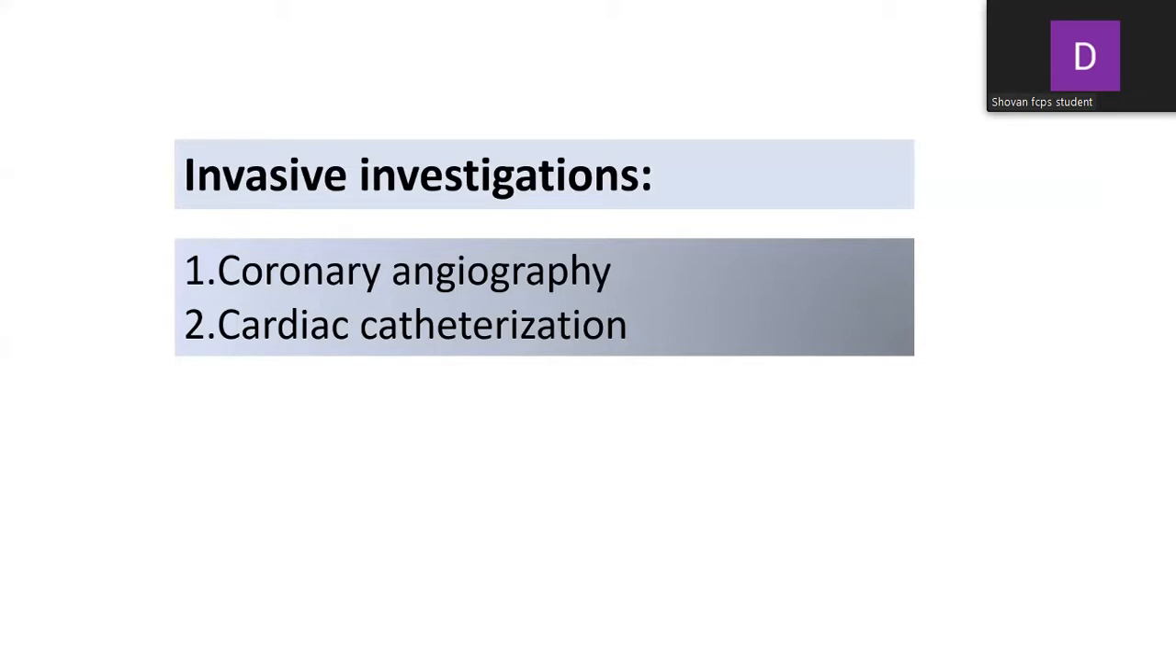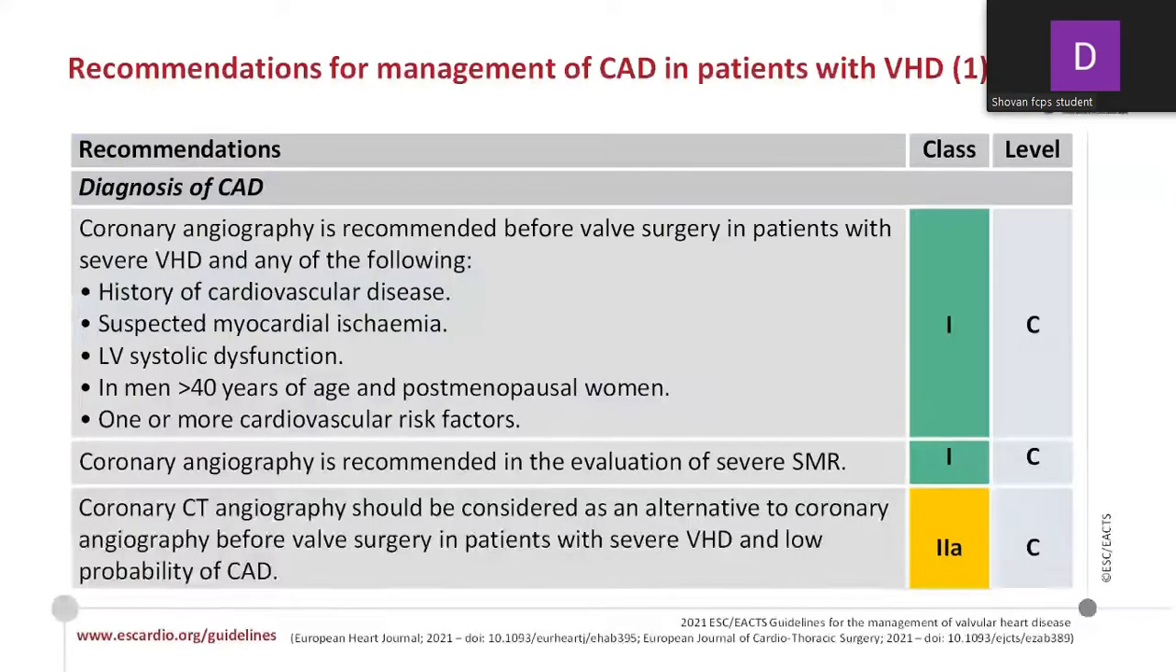Now I will state some recommendations on when we will do coronary angiography in a patient with valvular heart disease. Coronary angiography is recommended before valve surgery in patients who have severe valvular disease and any of the following: a previous history of cardiovascular disease, suspected myocardial ischemia, left ventricular systolic dysfunction, men greater than 40 years of age or postmenopausal women, and one or more cardiovascular risk factors. At that time, we will do coronary angiography before valve surgery. Coronary angiography is also recommended in the evaluation of severe secondary mitral regurgitation. All are class 1 indications.